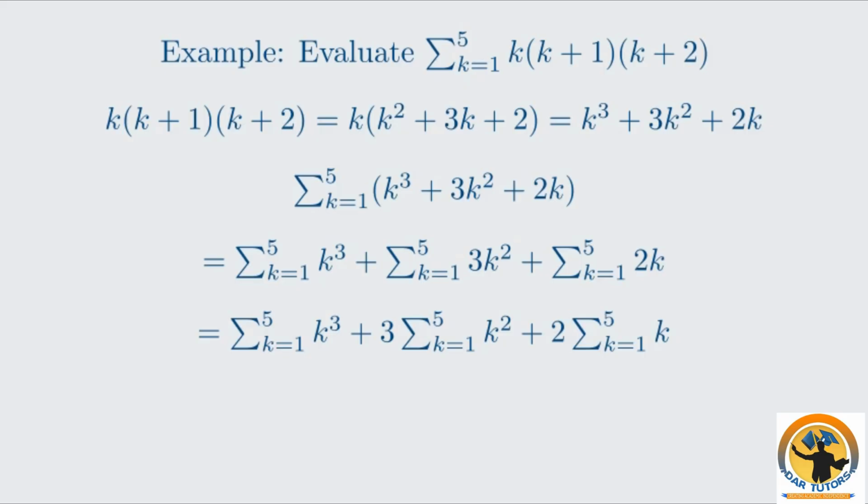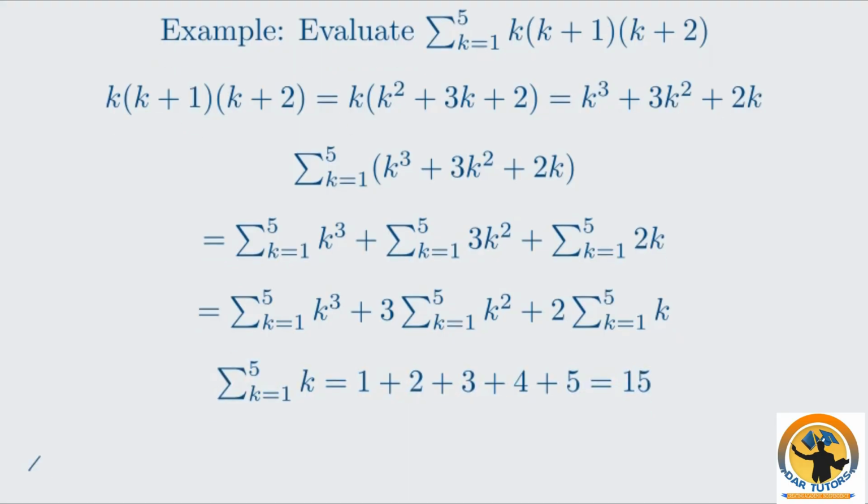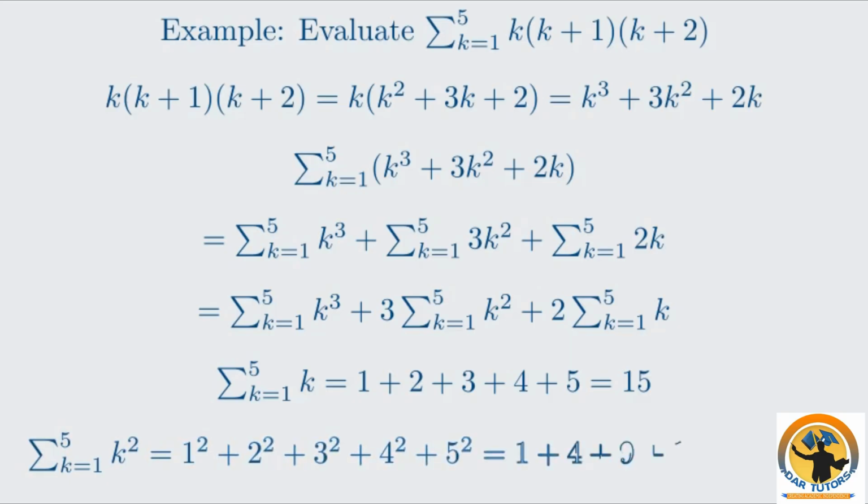Let's start with the sum of k. The sum of k from 1 to 5 is 1 plus 2 plus 3 plus 4 plus 5, which equals 15. Next, the sum of k squared. The sum of k squared from 1 to 5 is 1 squared plus 2 squared plus 3 squared plus 4 squared plus 5 squared, which is 1 plus 4 plus 9 plus 16 plus 25, totaling 55.